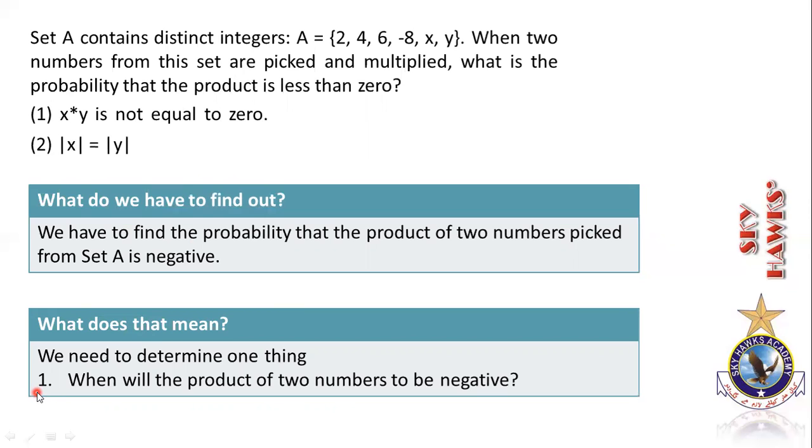Yes, we need to determine one thing: when will the product of two numbers be negative? The first is that the product must be negative, and then we'll talk about the probability. So this question is actually two in one. First we will have to locate the numbers whose product must be negative, and then we will have to calculate the probability, the chances of getting this type of product from the selected set at random.